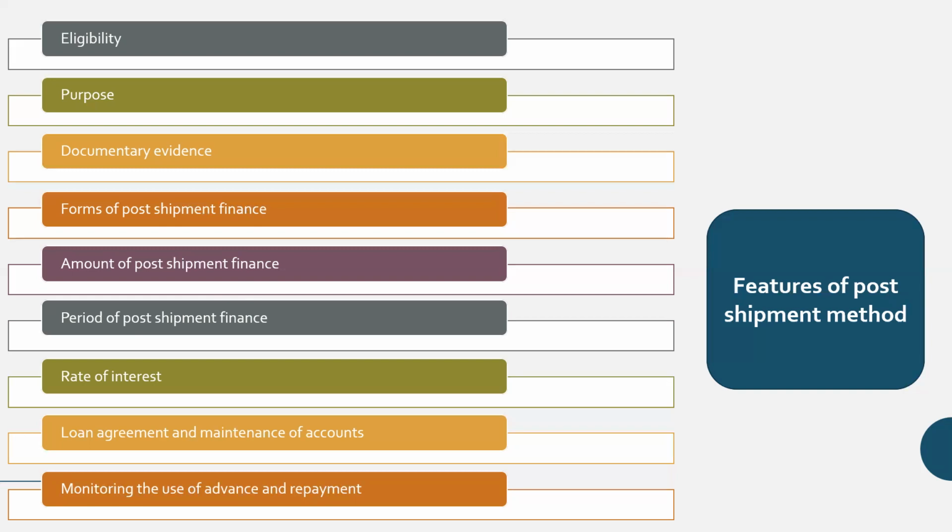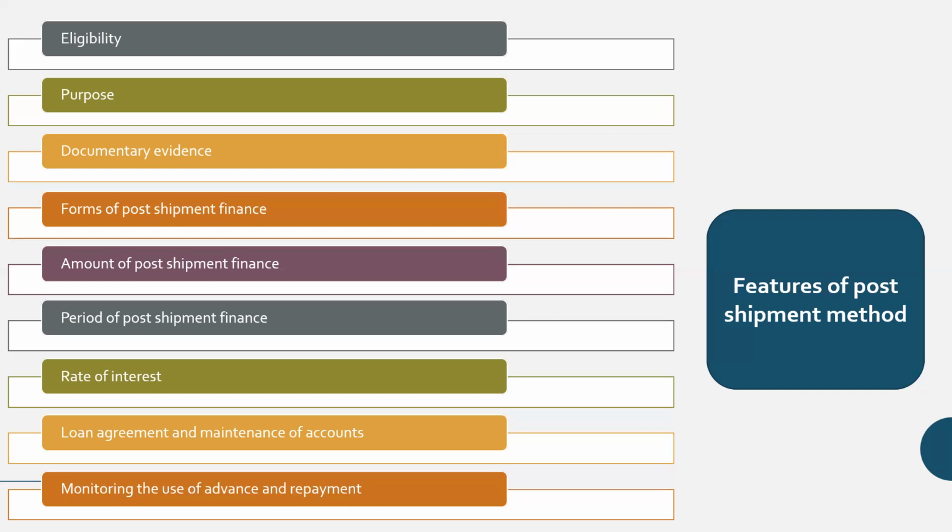Then we talk about rate of interest. Post-shipment finance facility is granted at a lower rate of interest as compared to the rate of interest charged for the domestic local parties. With effect from 1st July 2010, commercial banks charge interest rate on post-shipment credit at base rate or above base rate of the bank.